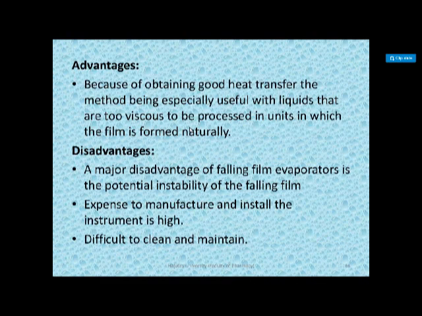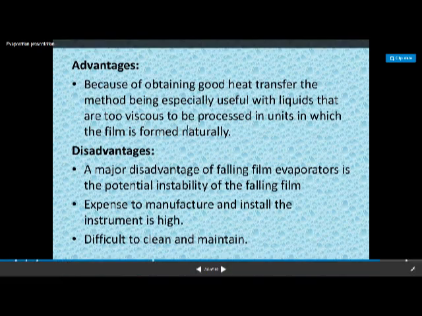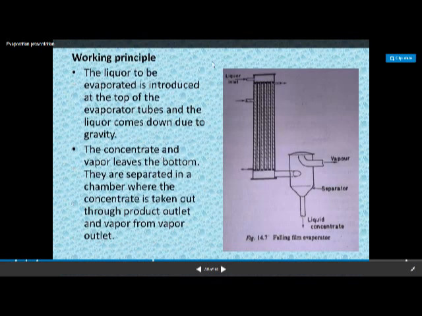Many times, if you want a very highly concentrated liquor, then the climbing film evaporator and the falling film evaporator, these two assemblies, are connected with each other. Like here, the climbing film is connected, and in this case the liquid is going to climb.